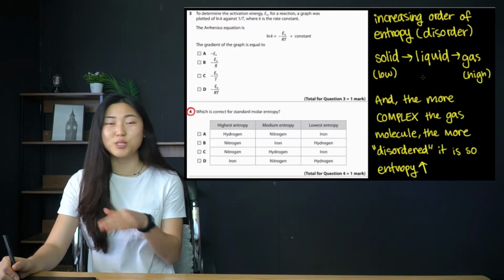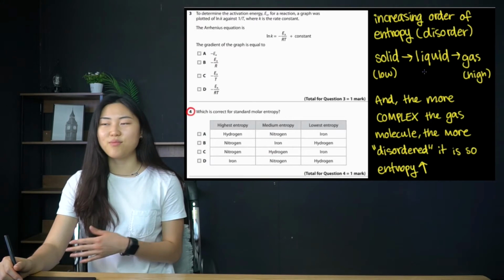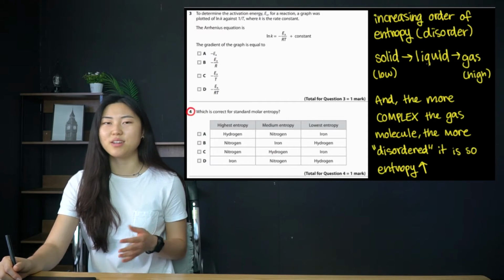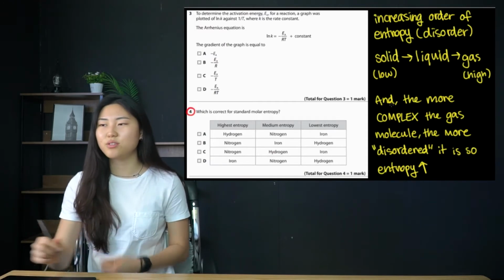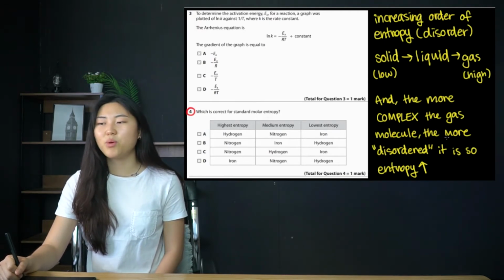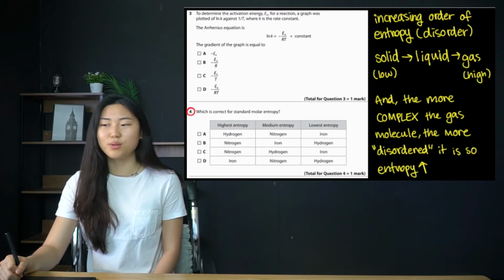And moving on to question 4, which is correct for standard molar entropy. So for entropy, the increasing order is going to be from solid to liquid to gas, right? From solid to liquid is going to be a slight increase, and from liquid to gas it's going to be a very big increase in entropy. Obviously, the randomness and disorder of gases is going to be a lot larger because liquids are still just moving past each other, very close to each other. And the more complex the gaseous molecule, the more disordered it is, so the entropy is going to also increase.